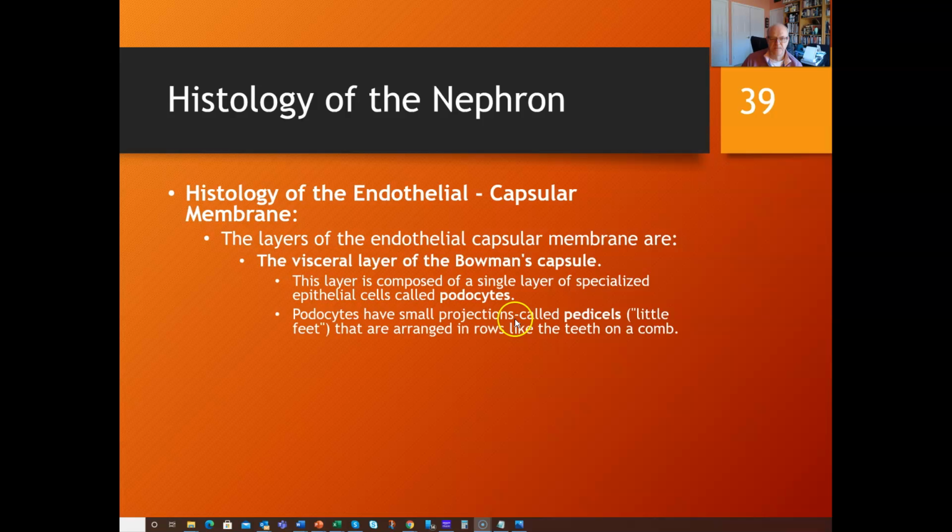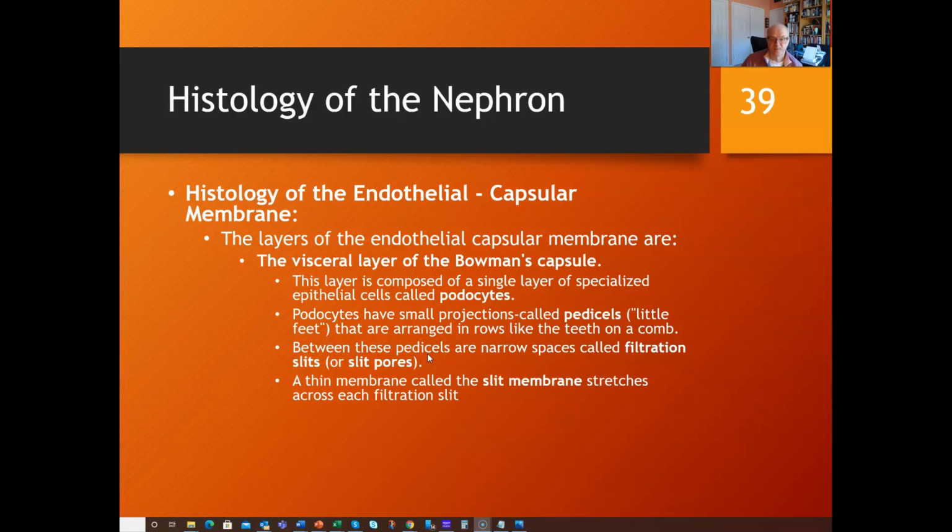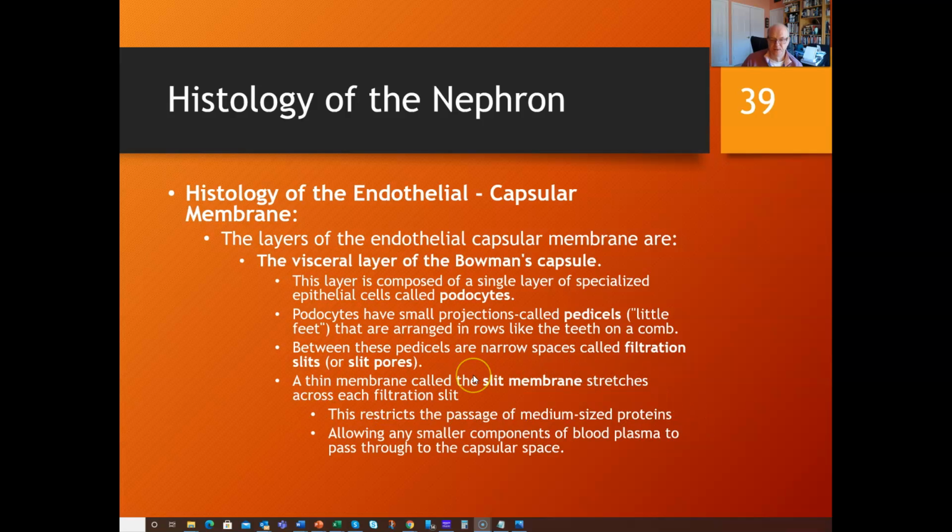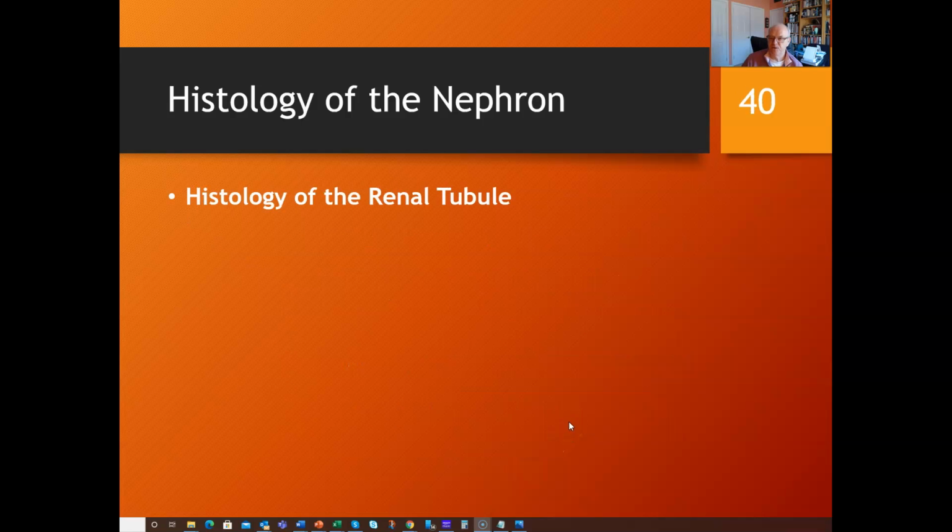So you have these things called podocytes, false feet, or types of feet that basically are like the teeth in a comb, and they can be adjusted to adjust how much fluid is let out. Okay, because between them are these slit pores or filtration slits. So if you narrow the slit, you reduce the amount of fluid being released. So they restrict passage of medium-sized proteins, so smaller components of blood can pass through. You don't want the big bits of the blood. You don't want your formed elements leaking out everywhere.